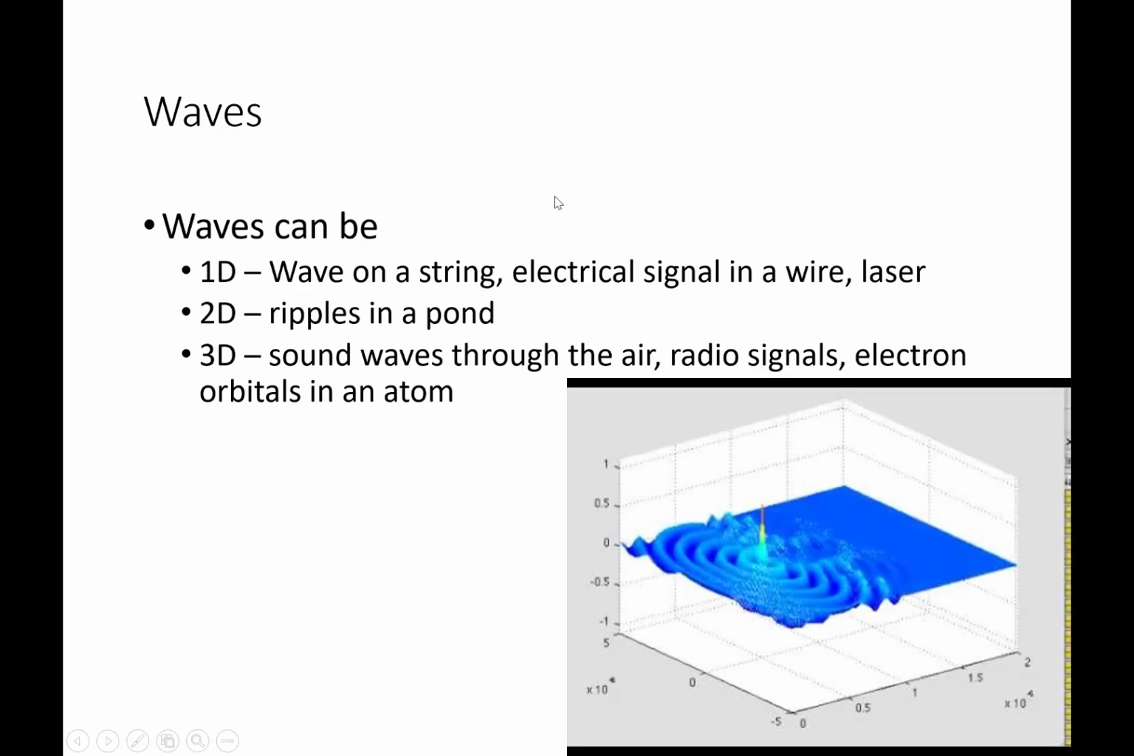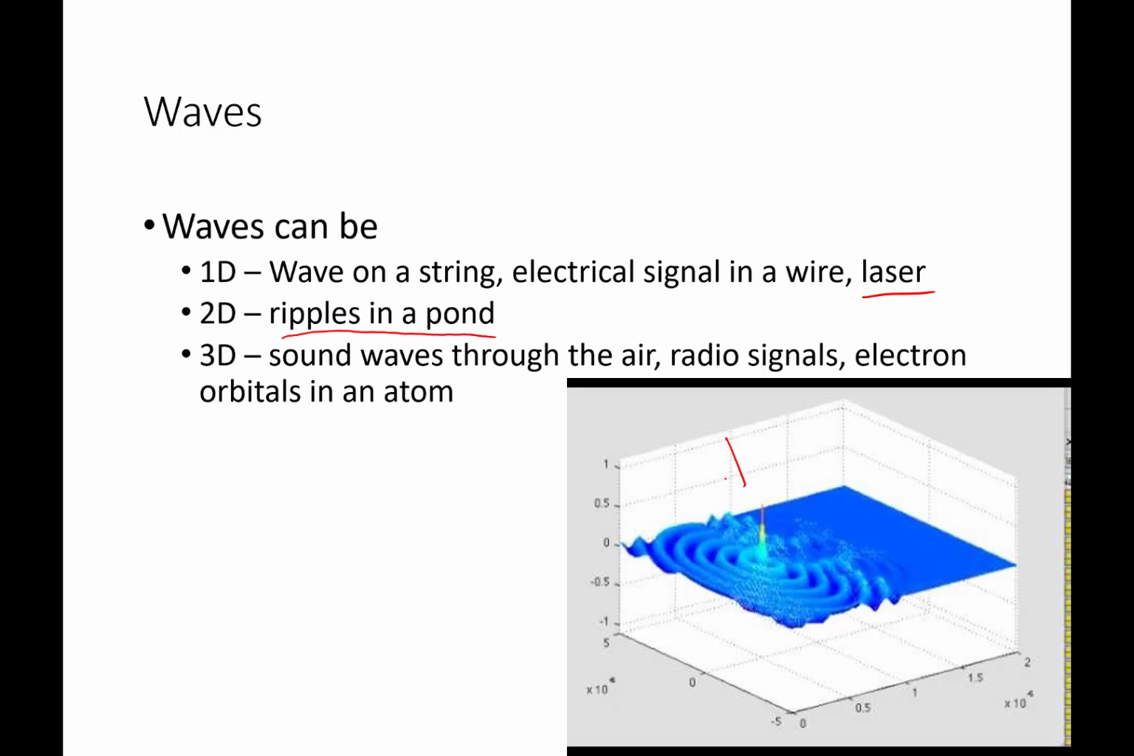So first of all, we have already seen one-dimensional waves, like waves on strings, but waves can be 1D, 2D, or 3D. A laser is something like a one-dimensional wave. It only travels in one direction. 2D waves can be found on the surface of a pond. Ripples will spread out in 2 dimensions on the surface of the pond. We could also have 3D waves. Radio signals spread out in 3 dimensions. Sound waves through the air travel out in 3 dimensions, and it even turns out electron orbitals are 3-dimensional waves.